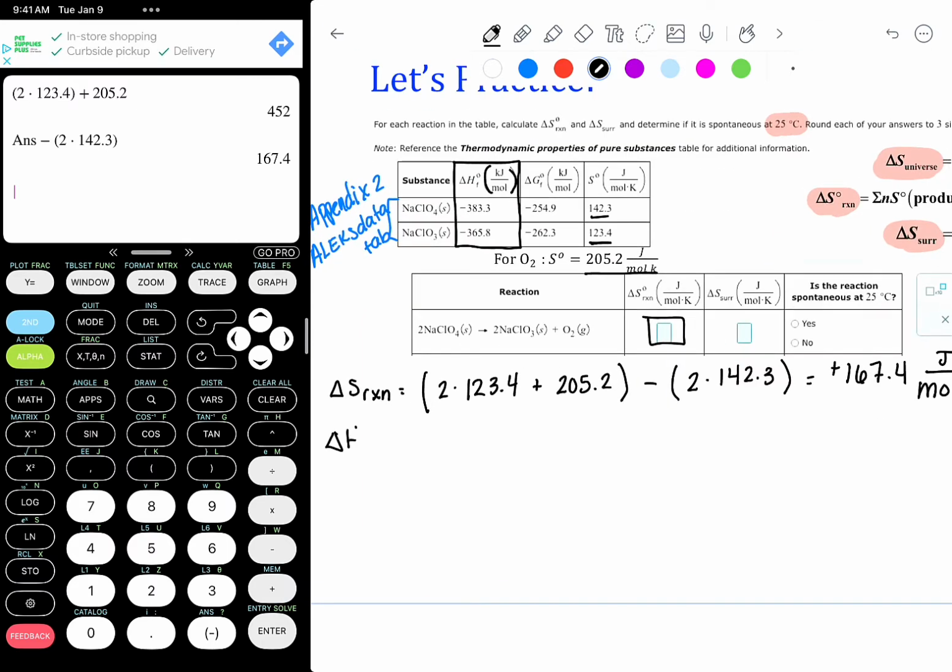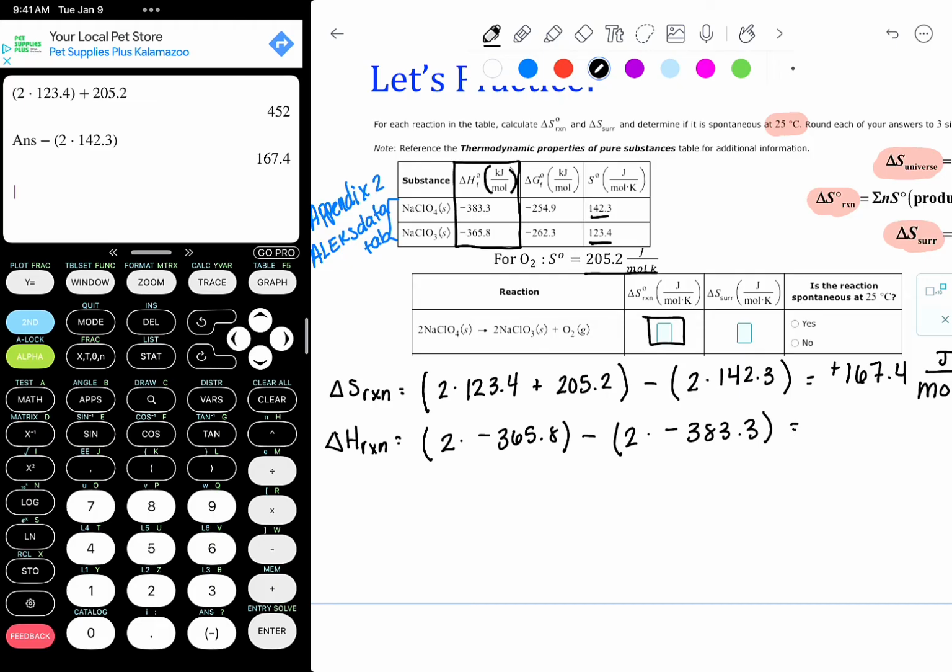So delta H of the reaction is set up in the very same way, 2 times that of the reactant, NaClO3, which is negative 365.8. And now because this is enthalpy, back from our previous chapter, oxygen does not have a value of enthalpy. So you have to remember that that would be 0. Then we'll subtract off 2 times that of NaClO4, which is negative 383.3.